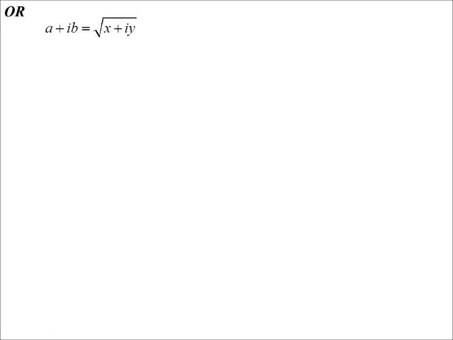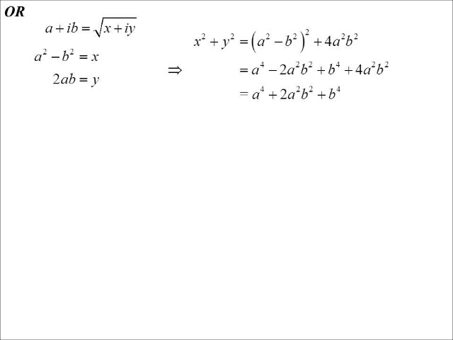Here's another way of looking at it. Okay, we just saw a squared minus b squared is x, 2ab is y. If I play around with that a little bit, x squared plus y squared, there's that lovely sum of two squares again. If I expand that all out, sub in the a squared minus b squared and the 2ab, it actually turns out to be a to the power 4, plus 2a squared b squared, plus b to the power 4. That's a perfect square.